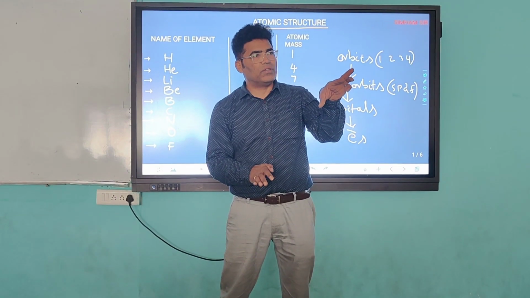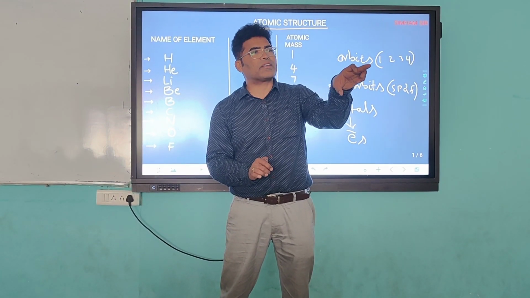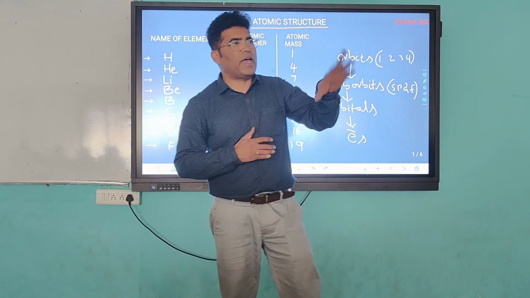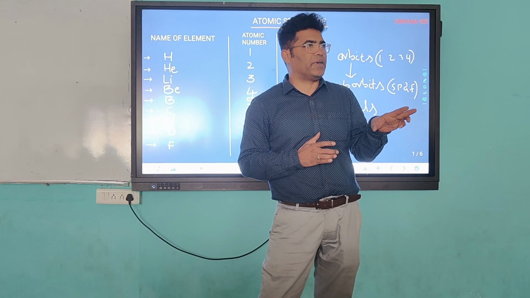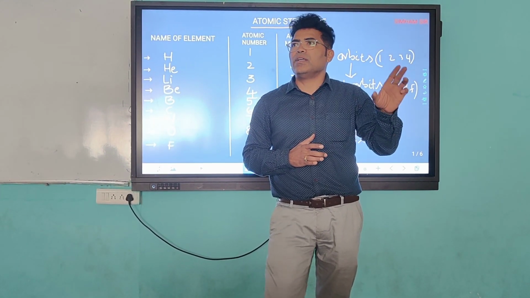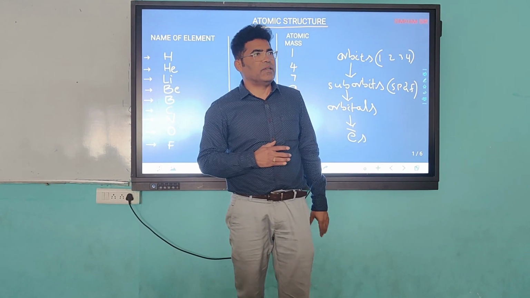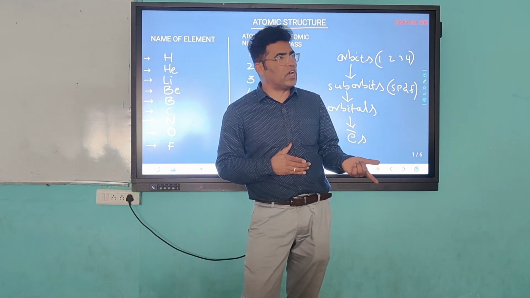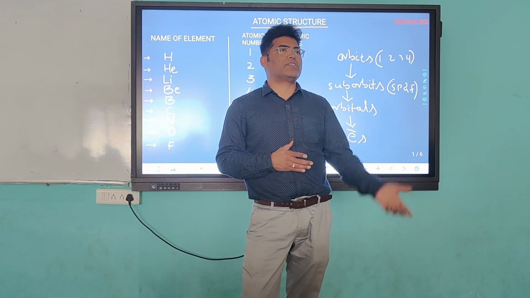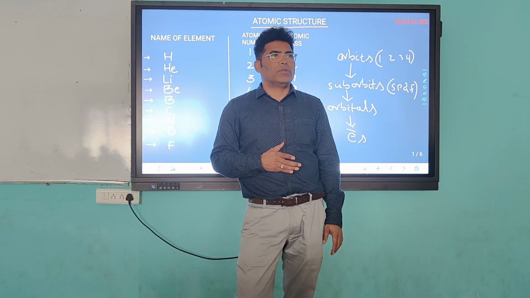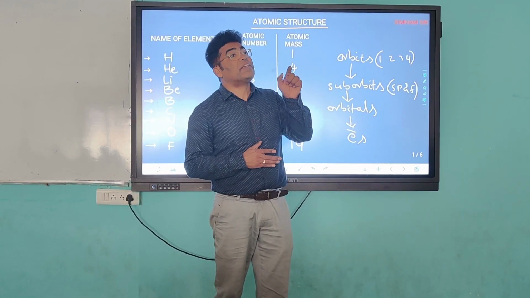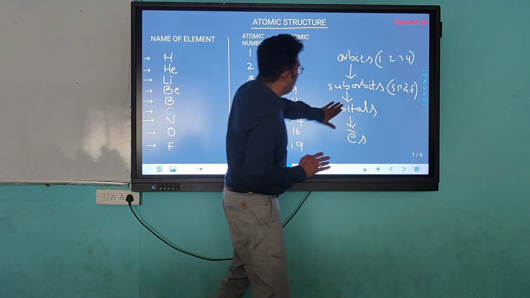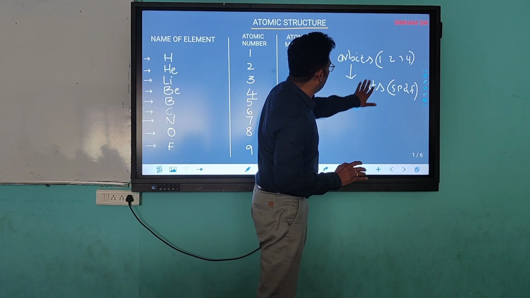What I asked you in the beginning of class, how many electrons are there in a p orbital? You answered that it is 6, but it is not 6. The maximum electrons in a p orbital is 2. The maximum electrons in a d orbital is 2. The maximum electrons in an f orbital is 2.